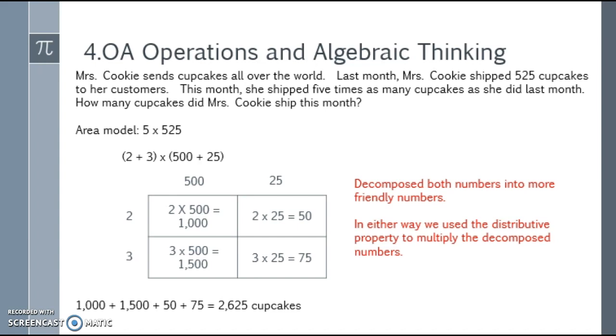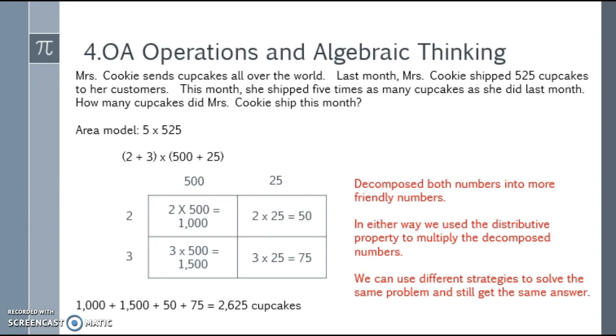We decompose both numbers into more friendly numbers. However, either way, we use the distributive property to multiply the decomposed numbers together. So whether or not we did it just decomposing 525 by itself or both of them, we still get the same result. We can use different strategies to solve the same problem and still get the same answer.